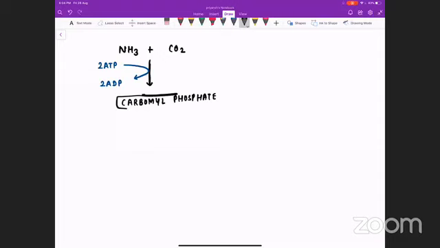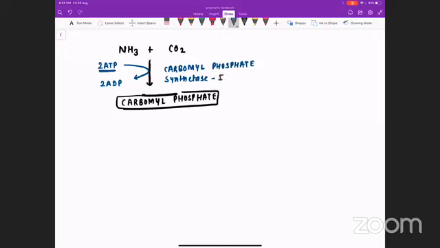Carboxyl phosphate. Because we are synthesizing a molecule with the help of energy, that is 2 ATP, the name of the enzyme is going to be synthetase. The entire name of the enzyme will be carboxyl phosphate synthetase 1, because we are synthesizing carboxyl phosphate.